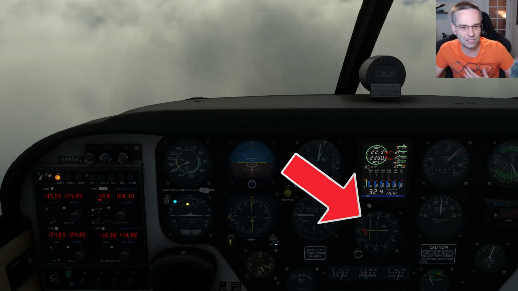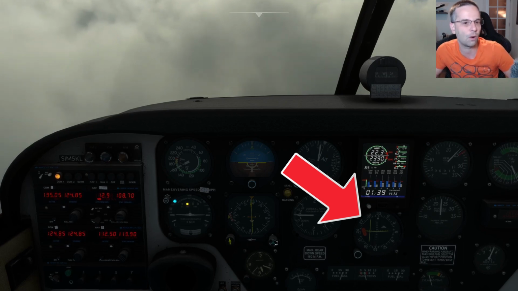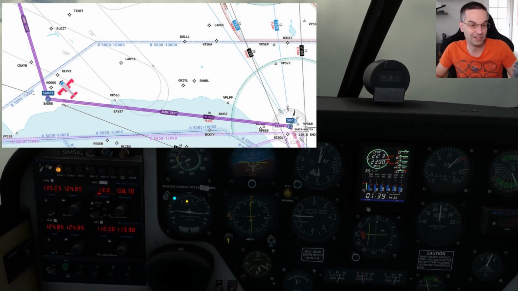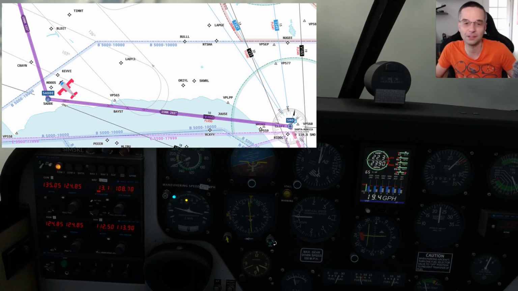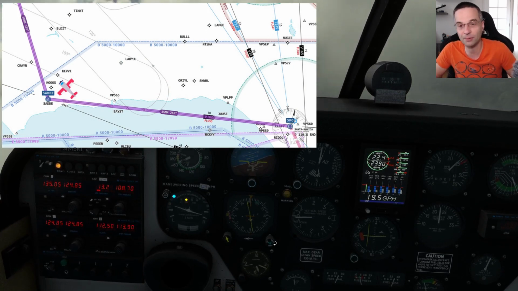And I'll usually start turning towards that new course when it's about halfway, like it is right now. Timing these turns to roll out just on course is a little bit of an art, but with practice you can get pretty good at it.